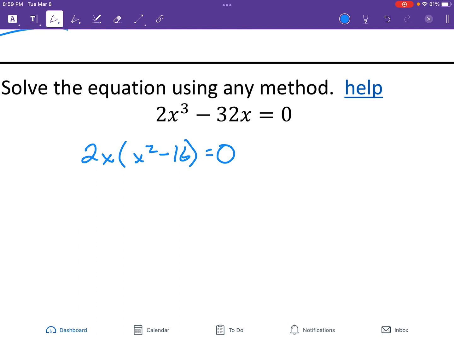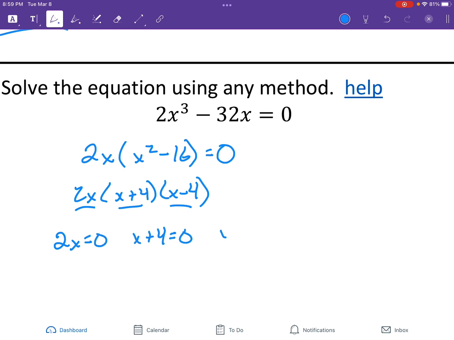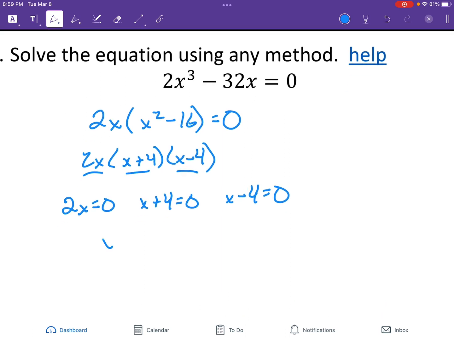Now, kind of like the last problem, I find the difference of two squares: x squared minus 16. So I have 2x still left over. I have x plus 4 and x minus 4. I set each one of these three factors equal to 0. 2x equals 0, x plus 4 equals 0, x minus 4 equals 0. And I solve them all for x. x will equal 0, negative 4, and positive 4.